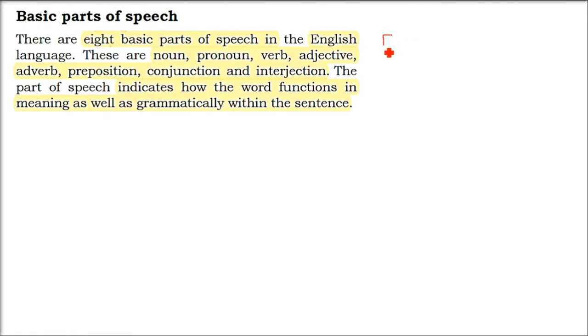In the English language, in order to make a sentence, you use these. All of them fall into certain categories. These categories are noun, pronoun, verb, adjective, adverb, preposition, conjunction, and interjection. So in English, there are 8 parts of speech. Basically, these are parts of a sentence because you speak in sentences only.